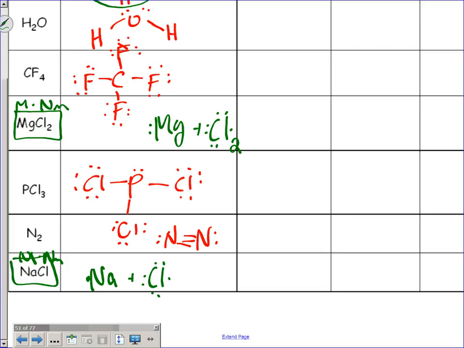How do you draw an ionic structure? One more time. So you transfer the electrons, and you put brackets, and you put plus or minus charges. Ionics are very special. You're not actually physically bonding together.